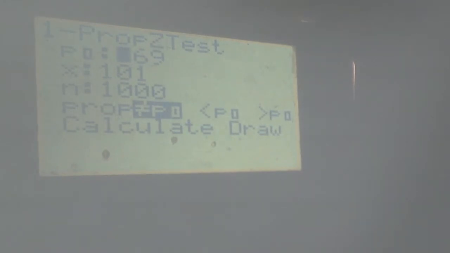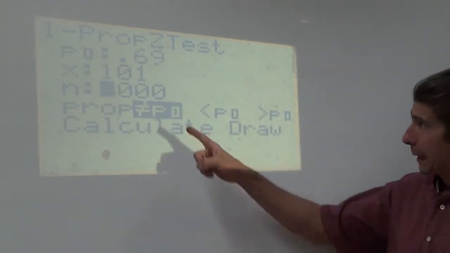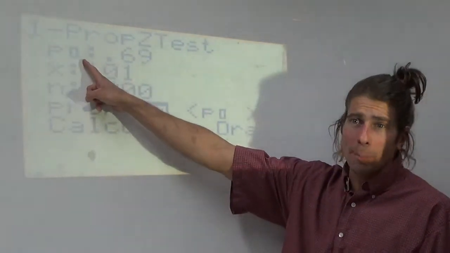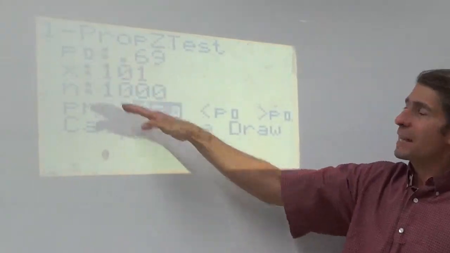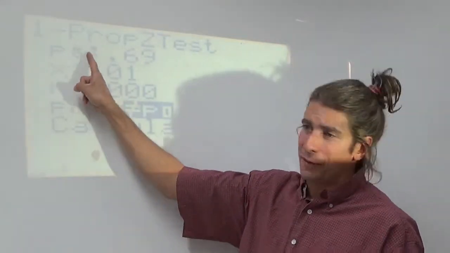Some of this looks familiar, doesn't it? X and N looks familiar. And X and N would be exactly what it was before, 101 out of 1,000. It's the numbers that I entered in before. There are two different things. P sub 0 up here. That's the percentage in the null hypothesis.